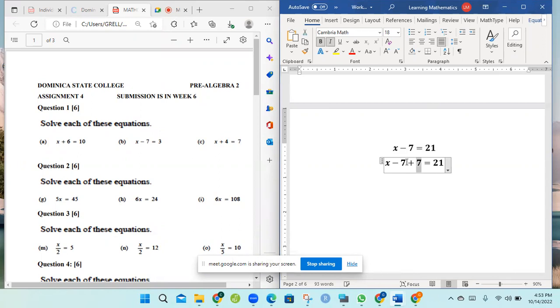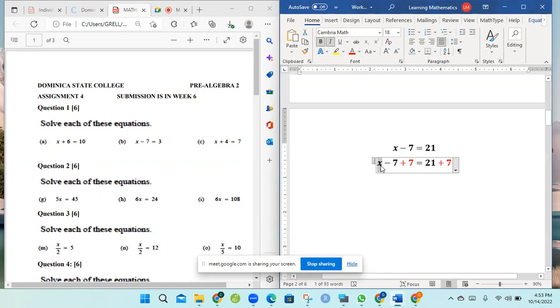So if we put a positive 7 on this side of the equation, we have to put a positive 7 on the other side of the equation. Whatever you do on one side, you have to repeat it on the other side for balance to be maintained. So negative 7 plus 7 gives you 0.